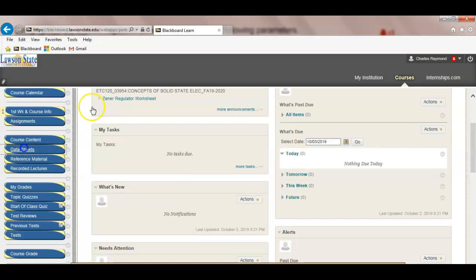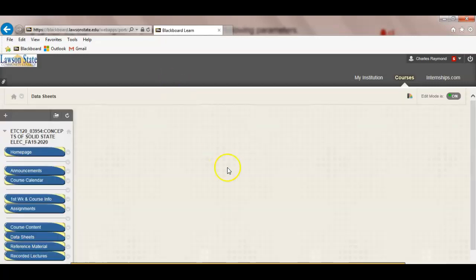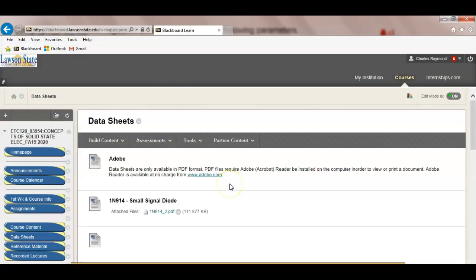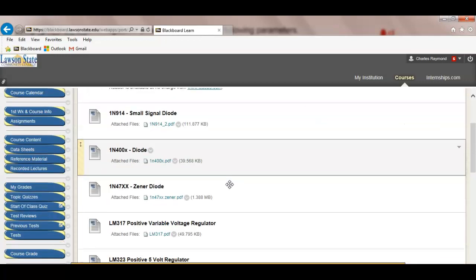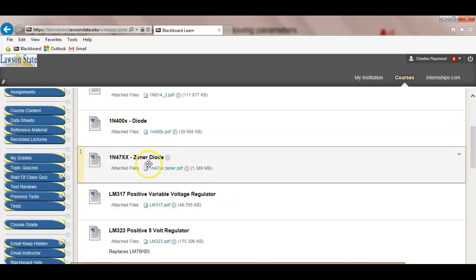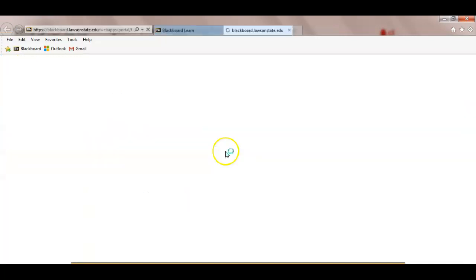So, data sheets, right? This is it. This is the one, right? So first of all, we came up here and we wanted a 20 volt Zener.